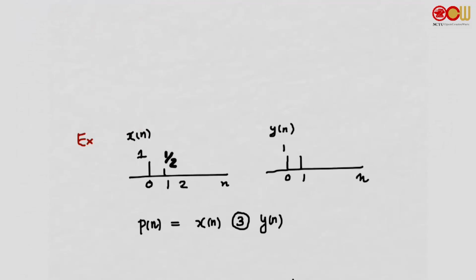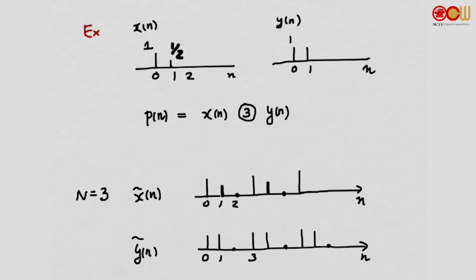Now let's consider another example of circular convolution. Xn is a sequence of 2 samples, and yn is also a sequence of 2 samples. Xn has 1 and 1.5, and both samples of y are equal to 1. And we would like to compute the 3-point circular convolution of xn and yn, as in the previous example.